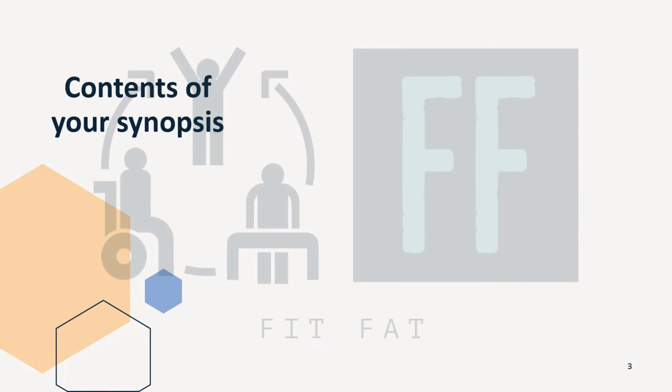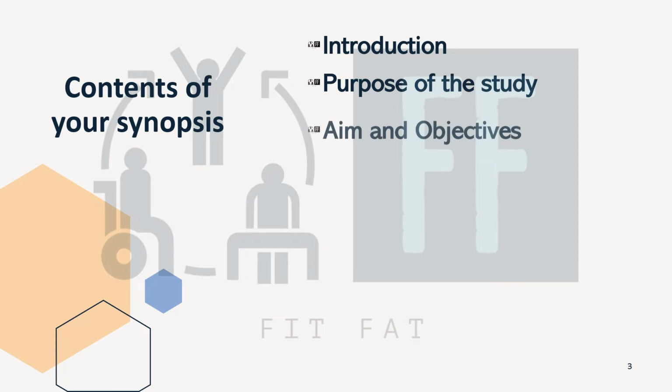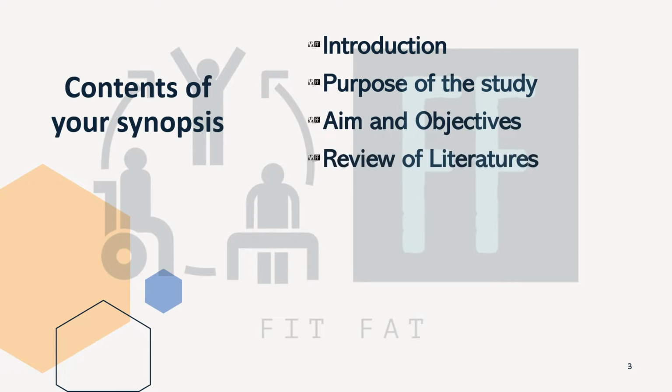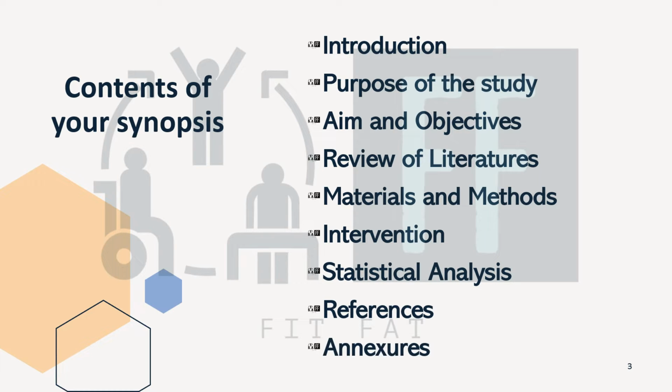Now the contents of your synopsis. Your synopsis needs to be based on these following points. First, it needs to have an introduction, then the purpose of the study, then the aim and objectives, then review of literatures, then materials and methods, then intervention, then statistical analysis, then references, and finally the annexures. So you need to make these points in your synopsis, but remember you can add or remove the points on the basis of your university or college guidelines.